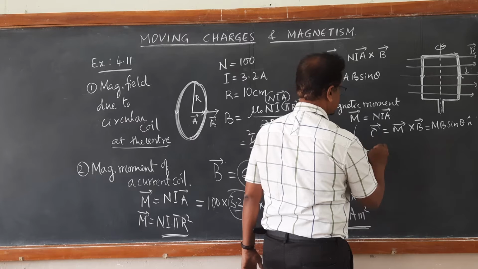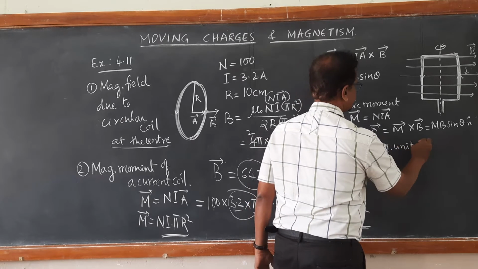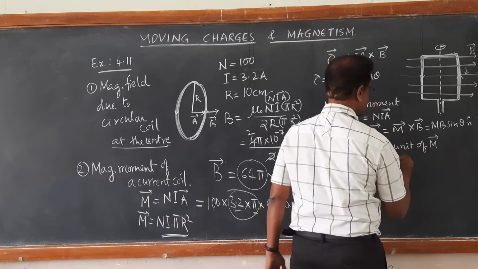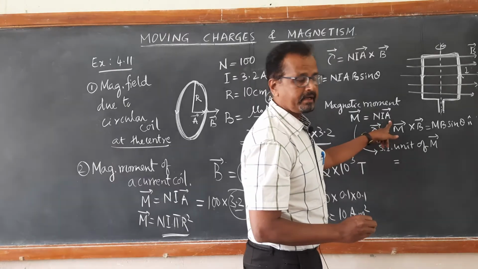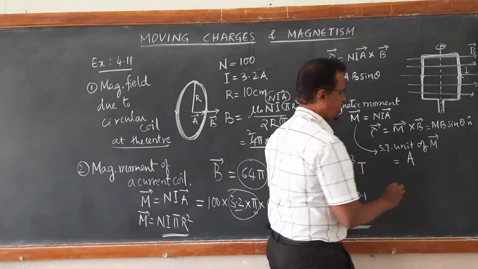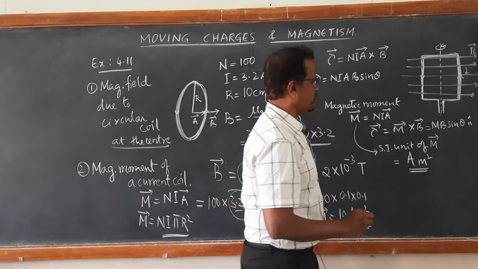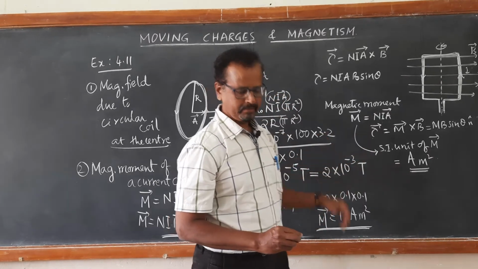Now what is the SI unit of magnetic moment? From this we can easily write the SI unit of magnetic moment as current multiplied by area. Current is measured in ampere and area is measured in meter square. Therefore, ampere meter square is the SI unit of magnetic moment.